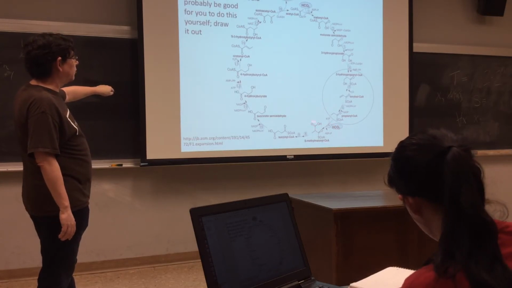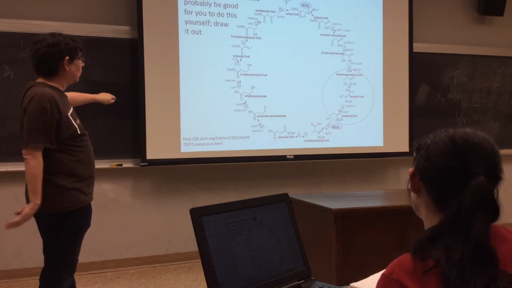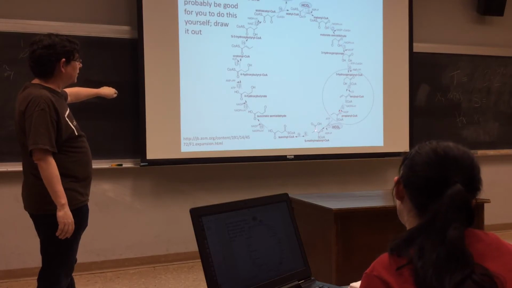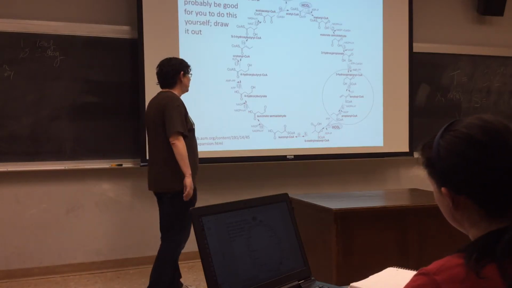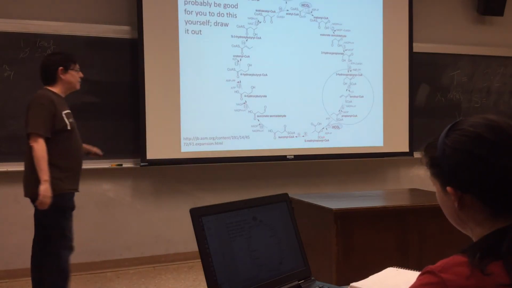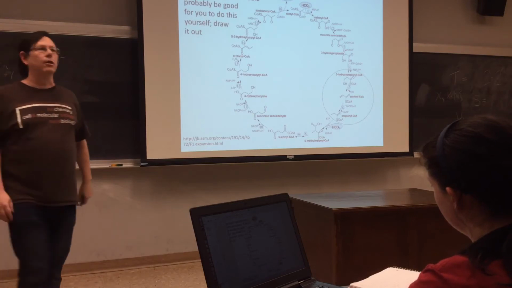Now, look where we added that CO2. This gives proof to what was just said. The enol form of this adds to that carbon, making a branched carbon species, making S-methylmalonyl-CoA. Now, S-methylmalonyl-CoA is going to become succinyl-CoA.